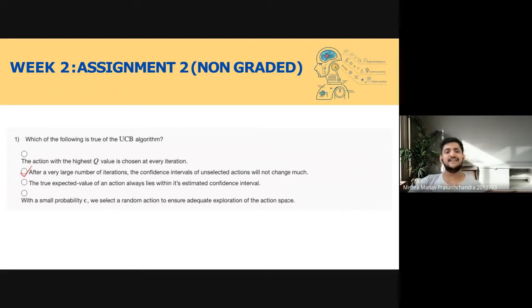It says that after a very large number of iterations, the confidence interval of unselected actions will not change much because it grows by log of t, and log of t with increasing number of n sort of saturates.